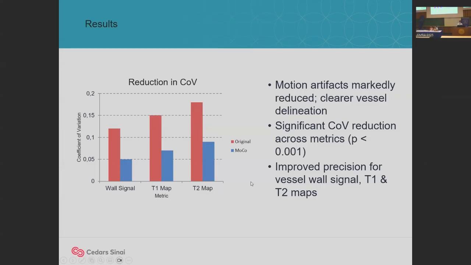So we also evaluated quantitatively the coefficient of variation in this signal for the uniform region of the vessel wall, and the coefficient of variation is significantly reduced, which suggests that the motion artifact induced signal inhomogeneity was decreased in the uniform part of the vessel wall. This is significant for both void signal, T1 map and T2 map.